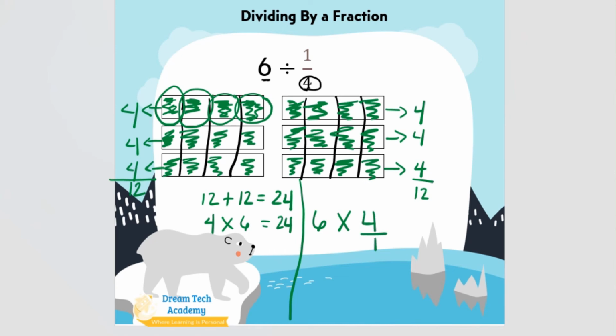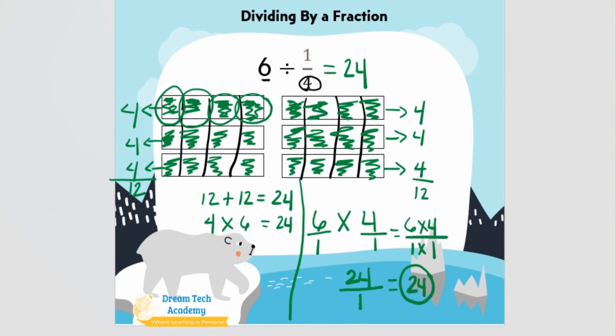Next, we will put the whole number over 1 to make it a fraction. And now we have 2 fractions that we're multiplying, so we would just multiply across. So this becomes 6 times 4 over 1 times 1. 6 times 4 equals 24. 1 times 1 equals 1. And we know that 24 divided by 1 equals 24. So I can pull 1/4 out of 6 24 times.